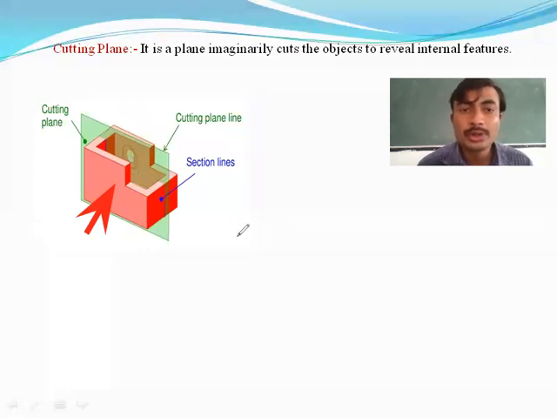Now what do we do here? With the help of the cutting plane or section plane, we will cut the object. As a result of that, dear students, we will get two parts. This is known as our cutting plane line.